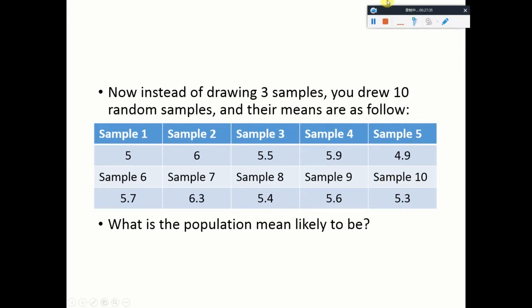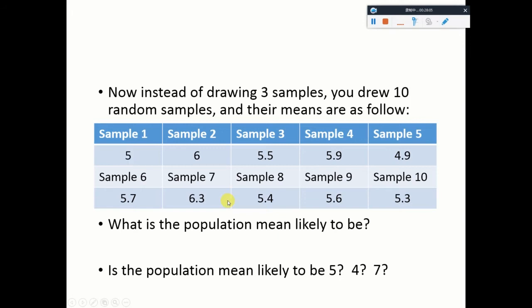Given this distribution of those values, is the population mean likely to be 5? I would say unlikely, because, just by looking at these numbers, most of these numbers are larger than 5. Is the population mean likely to be 4? Again, we don't even have a 4 here. The smallest is 5. Is it likely to be 7? It's kind of large then, because most of the values are smaller than 6.